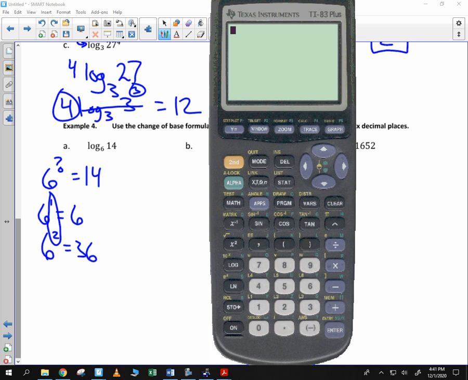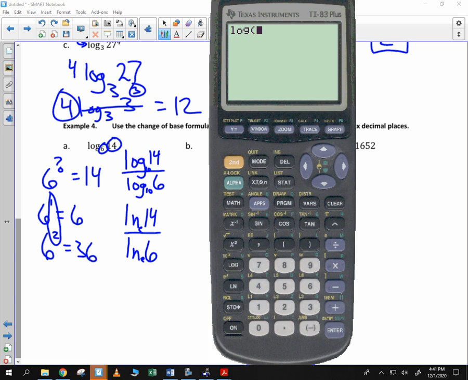That's not your answer. The way that we determine this is you do the log of 14 over the log of 6. So you do the log of that divided by the log of that. Or you could do the natural log of 14 divided by the natural log of 6. So like in this case, our base is 10, and in this case below, our base is e. So it doesn't matter which one you choose. I'll show you how it works, okay?